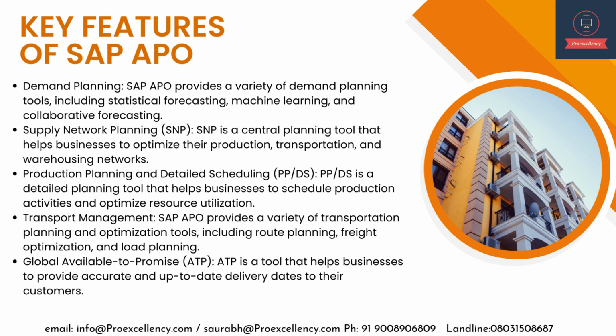Supply network planning. SNP is a central planning tool that helps businesses to optimize their production, transportation, and warehousing networks. Production planning and detailed scheduling. PPDS is a detailed planning tool that helps businesses to schedule production activities and optimize resource utilization.